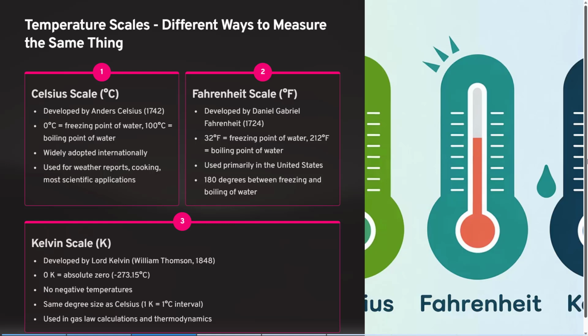But here's where it gets really interesting. The Kelvin scale. Lord Kelvin realized we need a scale that starts at the absolute coldest possible temperature, or absolute zero. At 0 Kelvin, which equals negative 273.15 Celsius, molecular motion theoretically stops completely.